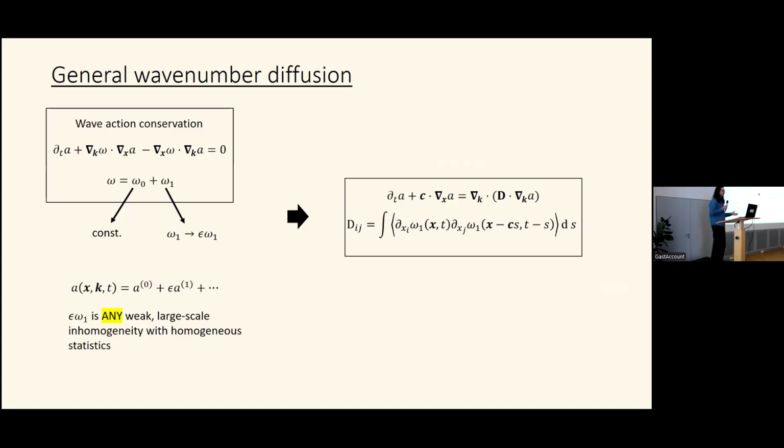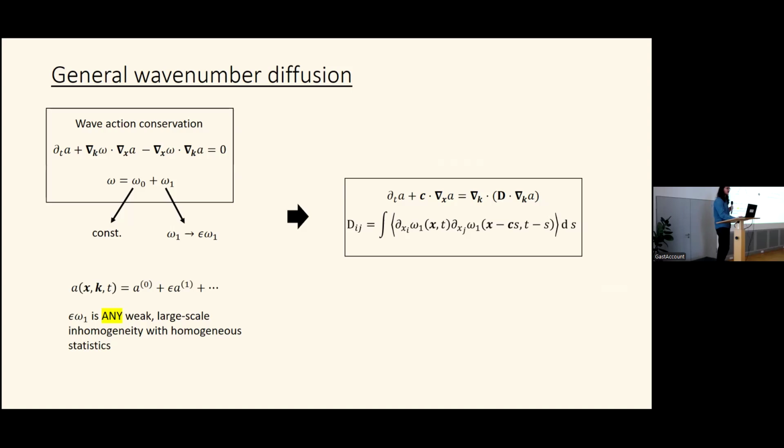And then we do the same for the spatial expansion again, and we get the same looking diffusion equation, but this time the diffusivity tensor is not just a function of your background flow, you have any inhomogeneities involved in this omega 1. So if you only have Doppler shift, this becomes the diffusion tensor from before, but you can also include other things which change the frequency.